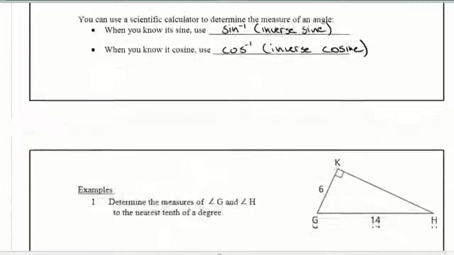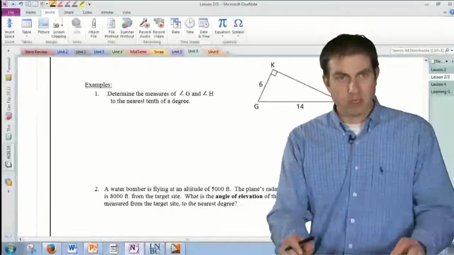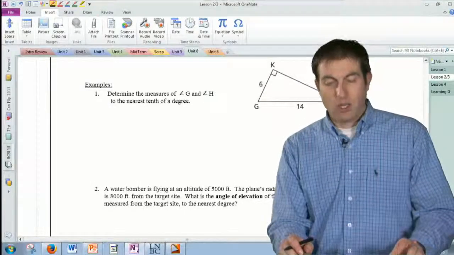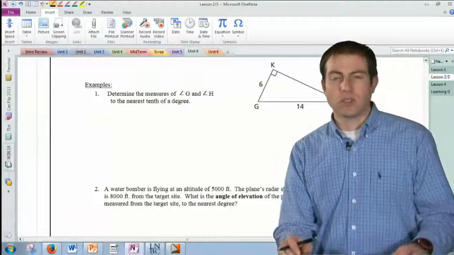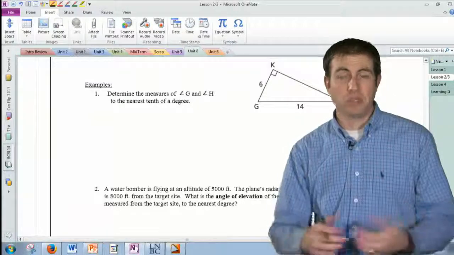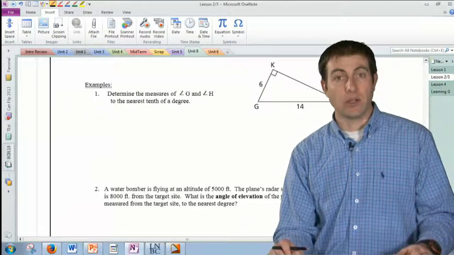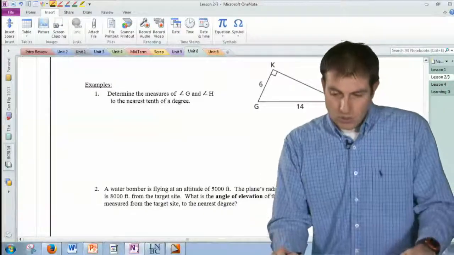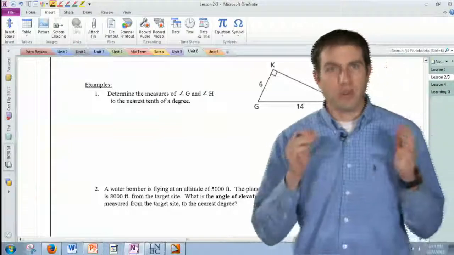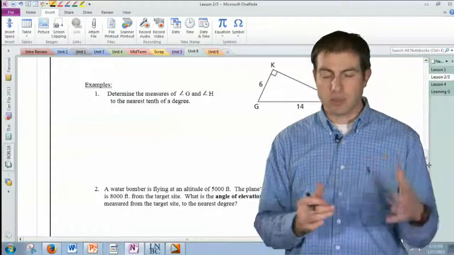All right, some examples. Determine the measures of angle G and angle H to the nearest tenth of a degree. So we're given a triangle, and we're given two sides. Basically most of these trig questions will look something like this. You'll be given some information, you'll be asked to find other things. So we're given two sides, and we're asked to find the angles G and H. So the first thing I'm going to do is say, okay, I'm dealing with angle G, so I'm going to locate angle G and then measure all of my sides from angle G.